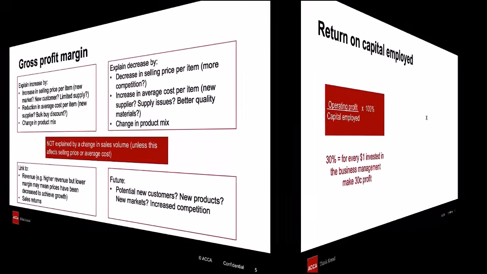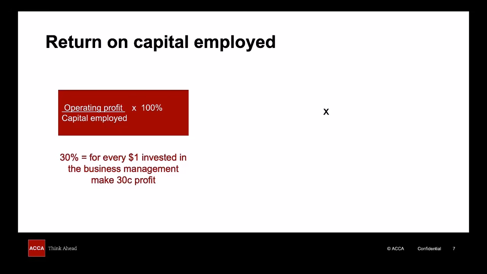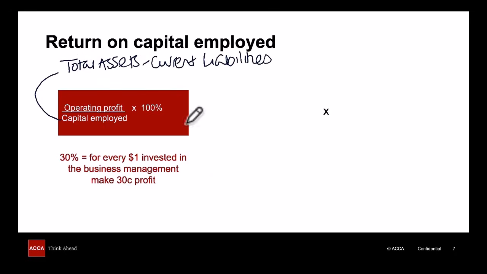Let's move on. It's certainly worth talking about ROCE, return on capital employed, because it is quite popular in the exam. Calculated as operating profit over capital employed as a percentage. What is capital employed? The easiest way to calculate capital employed is to take your total assets less current liabilities. But what that basically tells you, what that leaves you with, is your long-term liabilities plus equity. In other words, really your long-term funding.